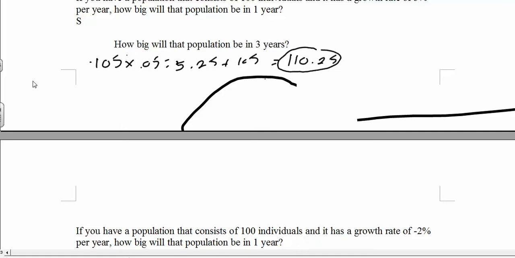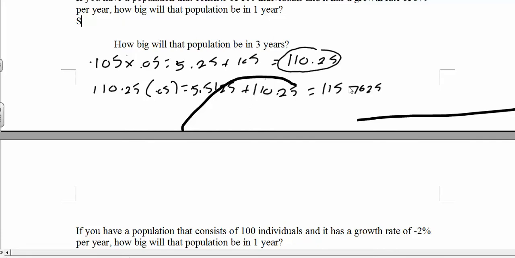Then you got to continue the process again, where now you take 110.25 times 0.05, and that'll give you, in this case, 5.5125. Add that to the existing population of 110.25, and now you're up to 115.7625.